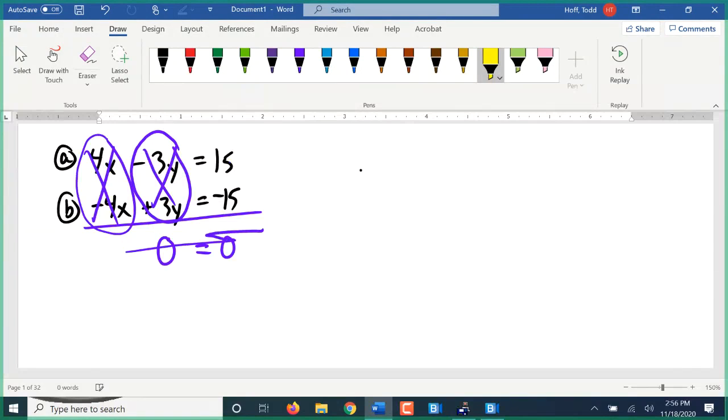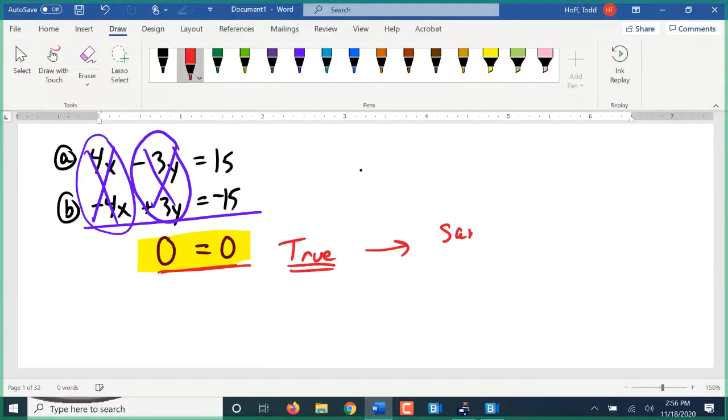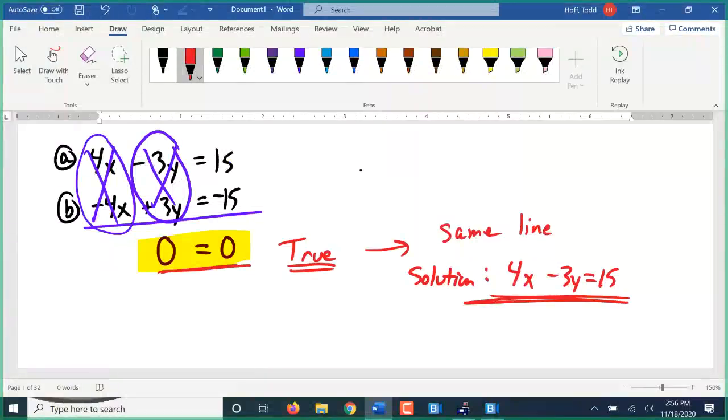This works exactly the same as it did with our substitution examples we just did. This is true. 0 does equal 0, which means those two equations are the same line. So our solution, there's infinitely many solutions. Our solution is just to write down one of the equations. 4x minus 3y equals 15. Any solution to that equation is a solution to the other equation because they're the same line.